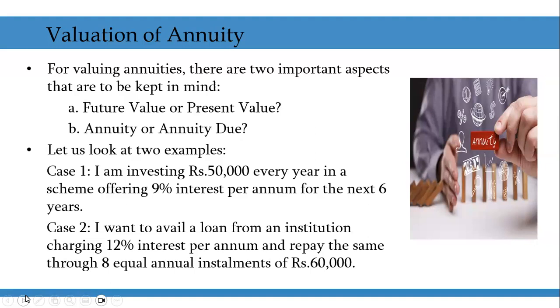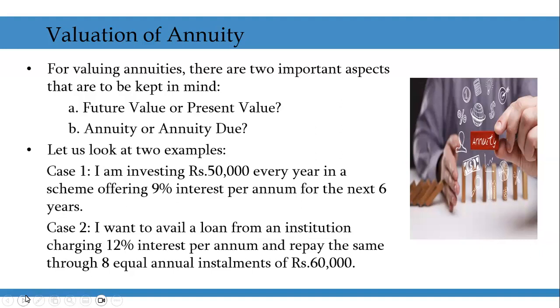Now let's come to the second question, whether to use annuity or annuity due. These uniform cash flows may start at the end of first period from now, in which case it is called annuity. If the uniform cash flows are starting today at present or beginning of the first period, it is called annuity due. When we take two examples, you will understand these two cases very clearly. Let's look at two examples.